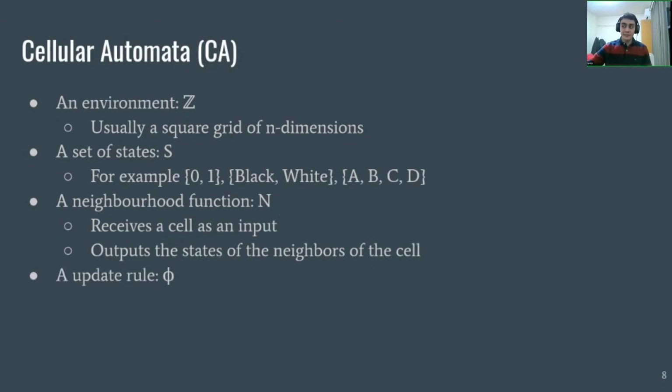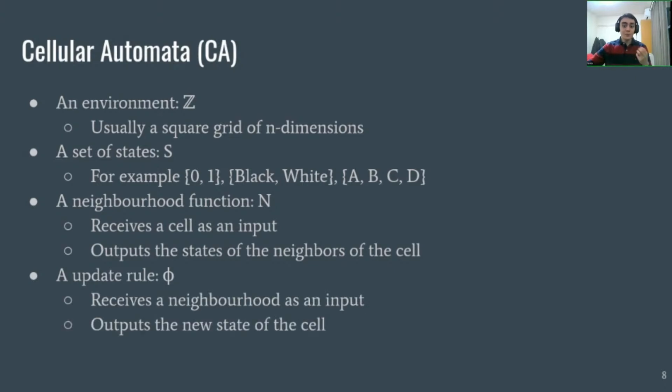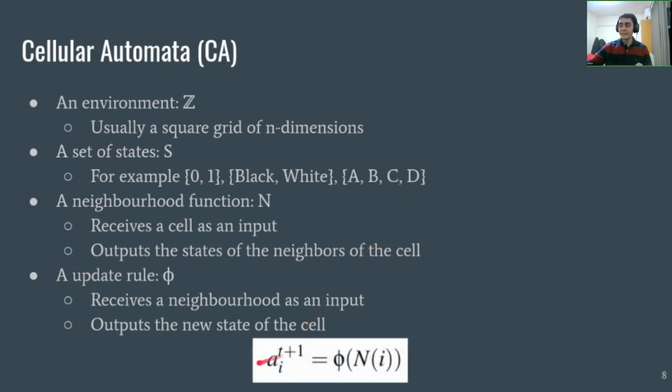The last component is the update rule phi. This is what determines the new state of the cell based on its neighbors. The formula on how to calculate the new state A of a cell i at time t plus 1 is this: you just apply the update rule phi over the neighborhood of the cell i.